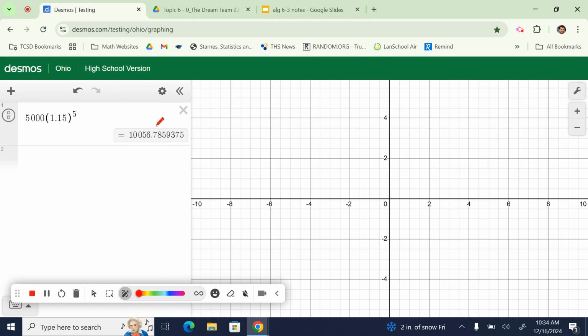Okay, and if I want to round this to the nearest whole person, the 6 rounds up to a 7. So I would say about 10,057 people. That's your population. Again, the comma is not mandatory. Okay, perfect. All right, so that was exponential growth.